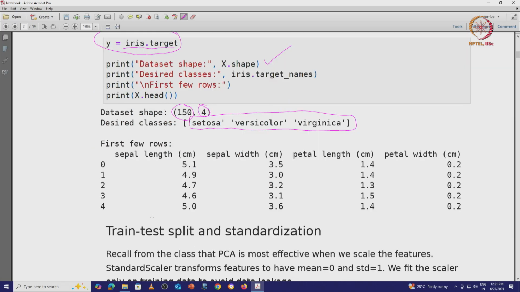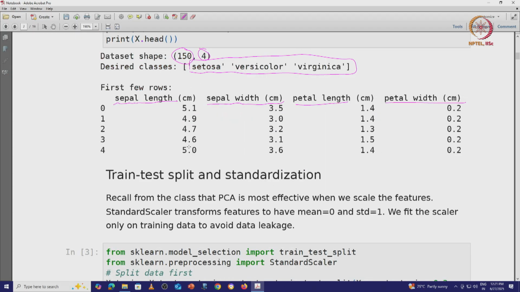Alright, so these are some first few rows from the data set. As I mentioned earlier, these are the 4 features: the sepal length, sepal width, the petal length as well as the petal width, and these are all reported in centimeters in this iris data set. Okay, so now first thing that we will do here is we will do a test train split and standardization.